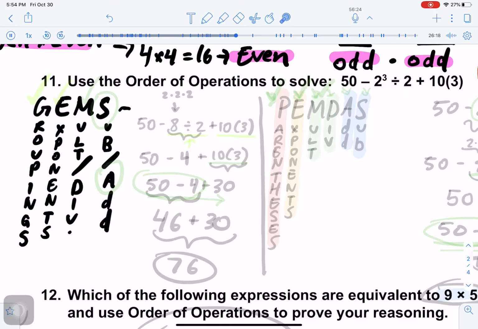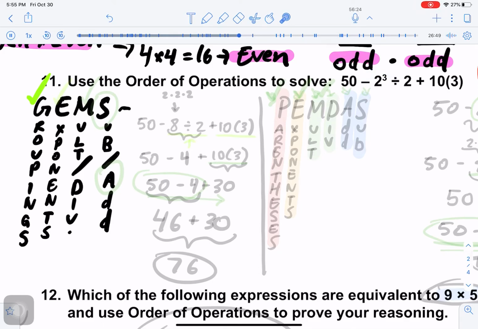Okay? So starting off with this, we can see that there are parentheses, but there's nothing to solve inside of it, so the number is just 3 by itself. So we know that there is nothing to do with the letter G for groupings. We move on to the E. We do see that there are exponents. I see that 2 is cubed, so I'm going to go ahead and solve for 2 cubed.